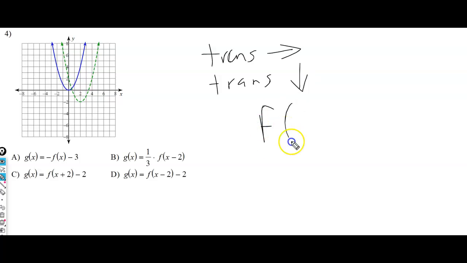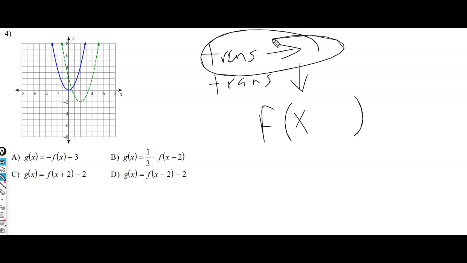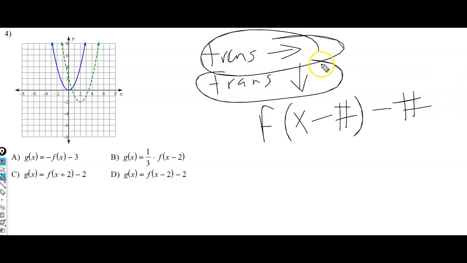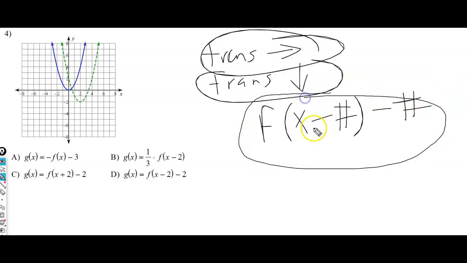Now, how do you get a translation right symbolically? Well, to get a translation to the right symbolically, you would have to subtract, and then you're going to have a number here. And to get a translation down, you have to subtract a number out here. So we're looking for an f of x expression where we have a number subtracting on the inside and on the outside. I don't see that on A, so that's not it. I don't see that on B. I don't see that on C. I see that here on D. So D is the one where we've gone right 2 and down 2.